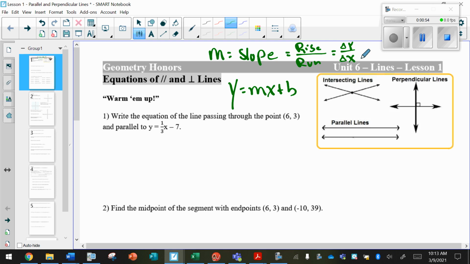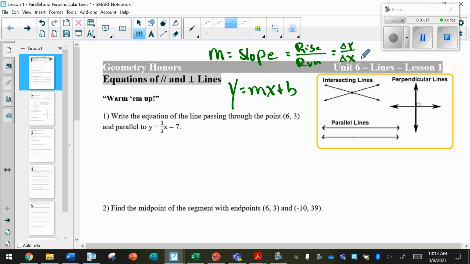Remember from our quadrilateral unit when we were proving opposite sides are parallel, we would use our slope formula to show that the parallel lines have equal slopes, perpendicular lines have negative reciprocal slopes, and anything in between, two lines that intersect will just have two slopes that are different. So let's get doing some review.